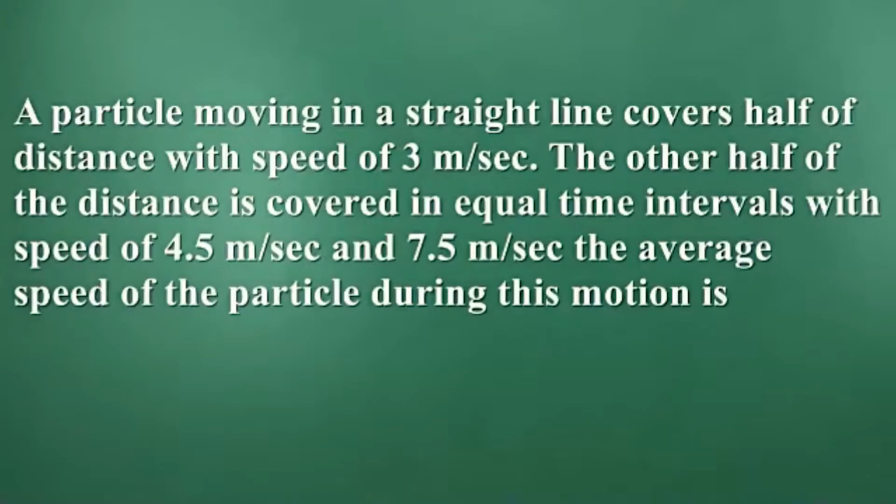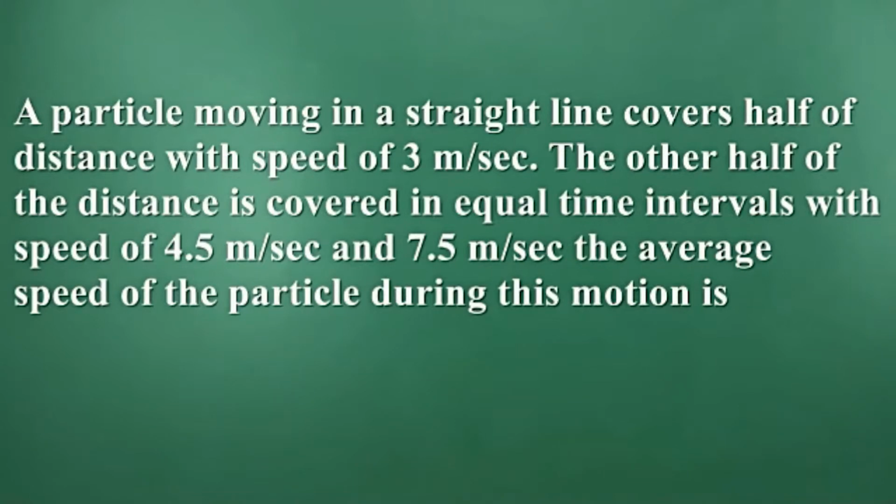Another problem. A particle moving in a straight line covers half of distance with the speed of 3 meter per second. The other half of the distance is covered in equal time intervals with the speed of 4.5 meter per second and 7.5 meter per second. The average speed of the particle during this motion is. So, this is a similar problem.